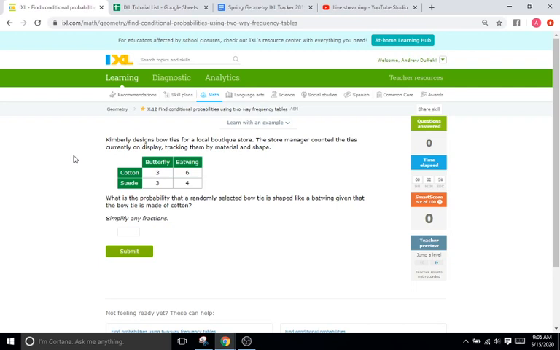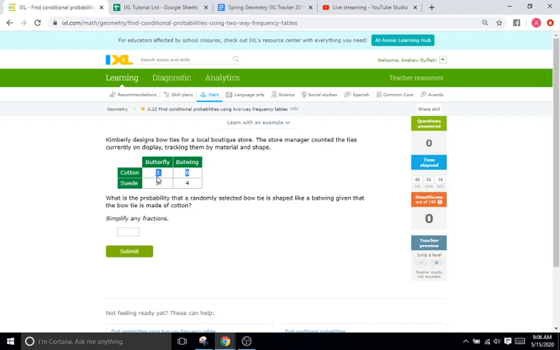What you're going to be doing here is analyzing the keyword given. And you're going to start with what is given. What is given here is that the bow tie is going to be made of cotton. So given that it's made of cotton, you are promised that it's going to be cotton already. So there's no having to deal with the suede. It says given that it's cotton, so cotton is what is promised to you.